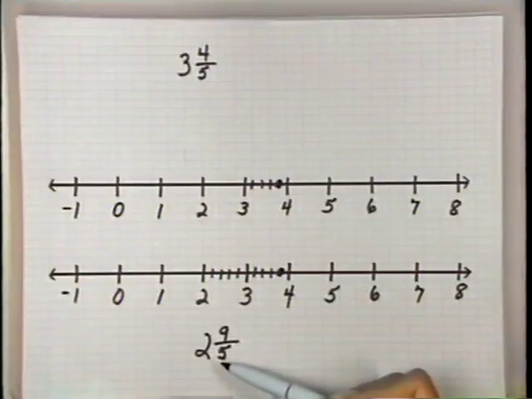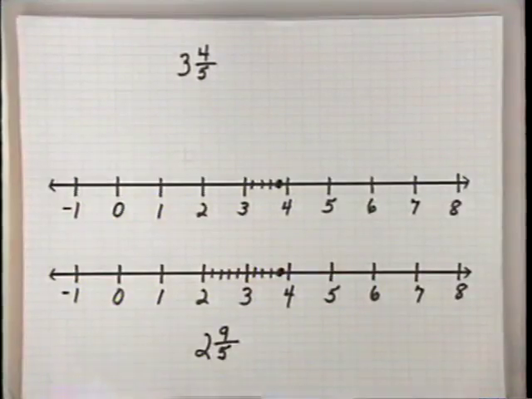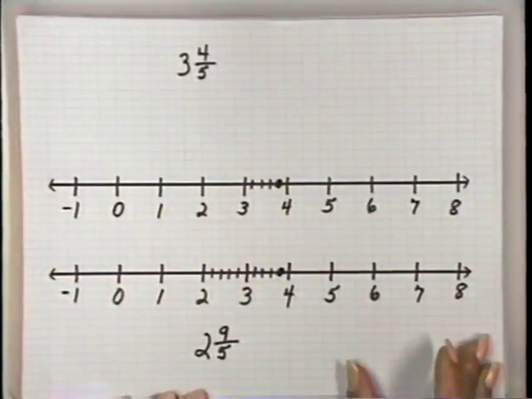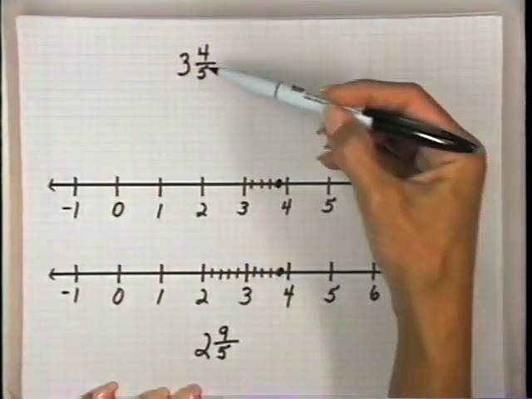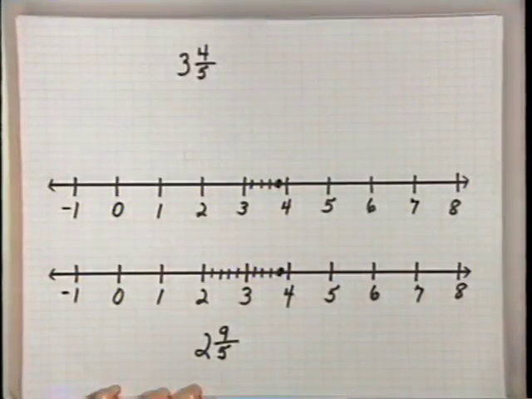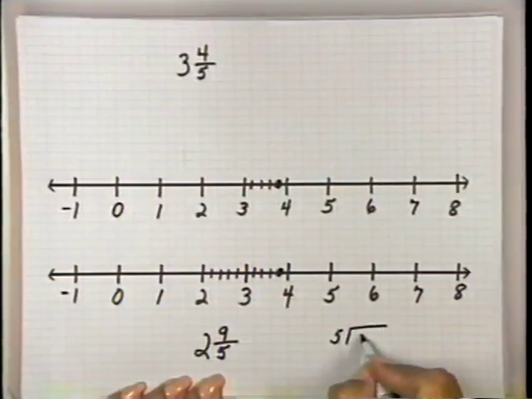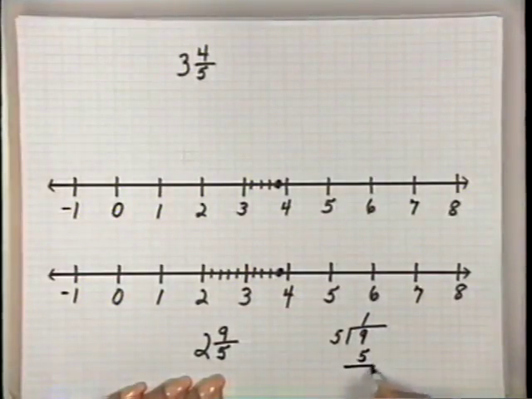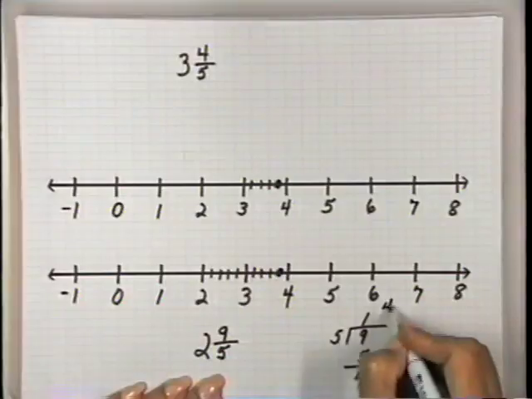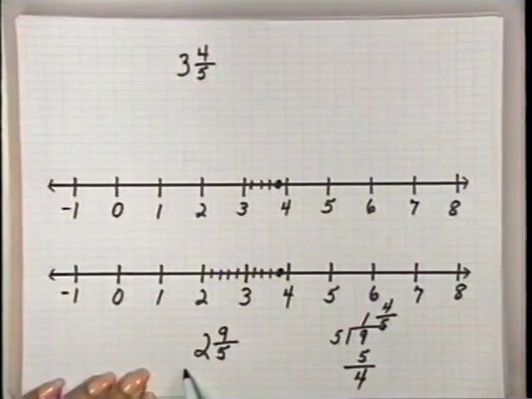Remember, an improper fraction is a fraction whose numerator is equal to or greater than the denominator. Just a quick review. How do we change 2 9/5 to its equivalent number of 3 4/5? We take the 5, the denominator, we divide it into 9, the numerator. It goes one time. 1 times 5 is 5. When we subtract, we get 4. We write the remainder 4 over the denominator 5. So this number represents the number 2 plus 1 4/5.